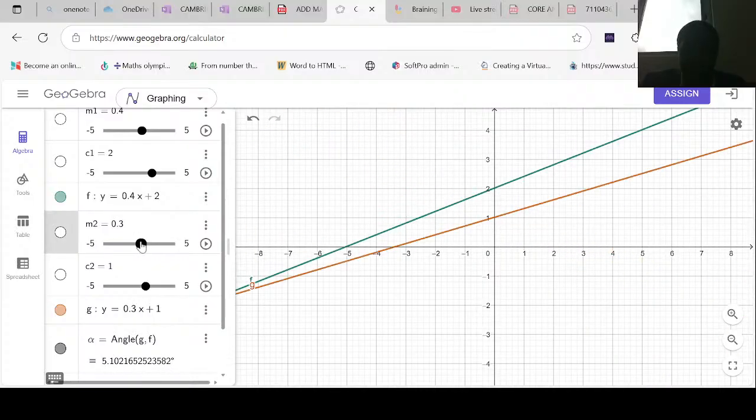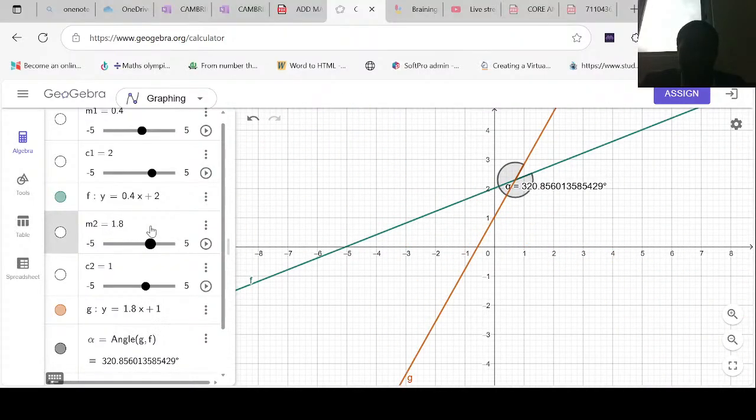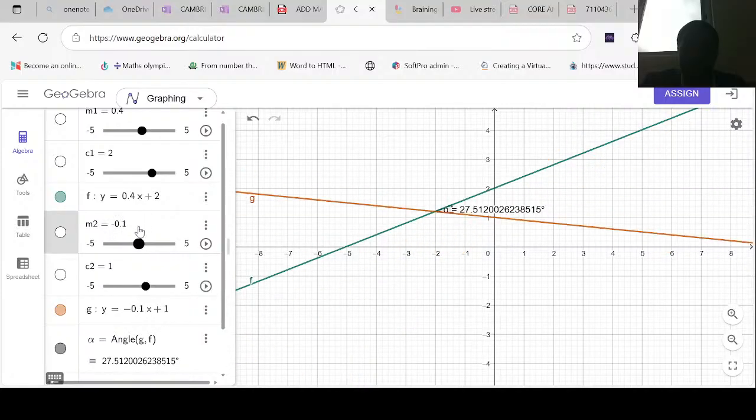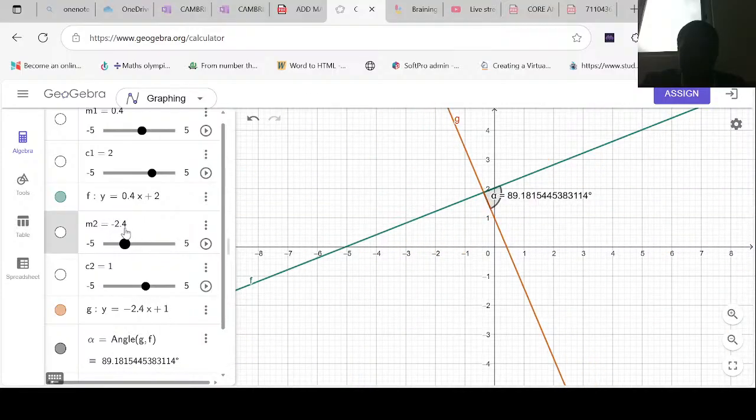Now, I want to make it 90 degrees. Almost 90, right? Very close to 90. Fortunately, I have to move it a bit. Wow, it's 90 now. Okay, take note of the two gradients.